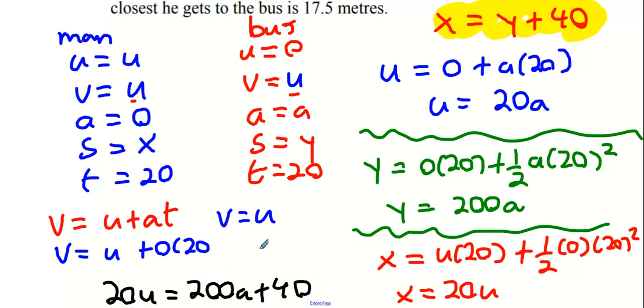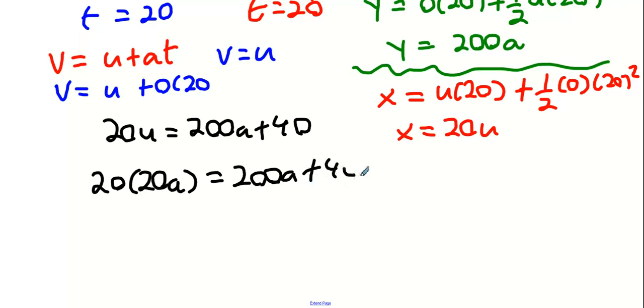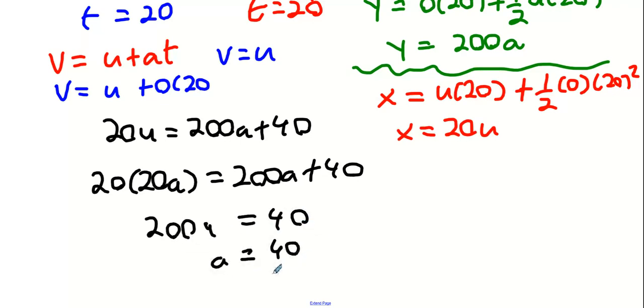Now, what's the problem with that? Two variables in one equation, right? So what about our u equals 20a? We can cash in on that, can't we? So replace u with 20a. So 20 times 20a equals 200a plus 40. 400a minus 200a, 200a equals 40. And then a equals 40 divided by 200. a equals a fifth.